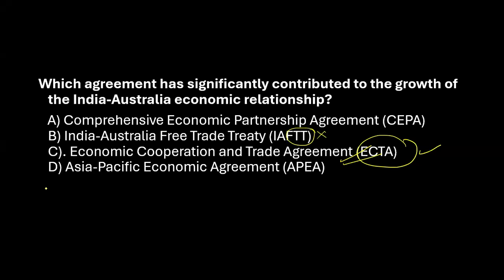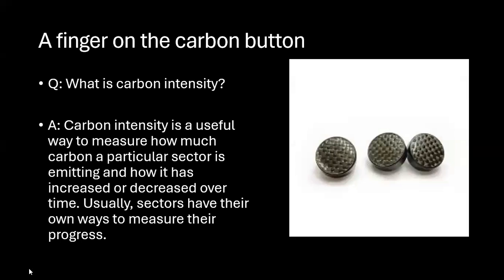Now, let us see the articles that are important for today. A finger on carbon button. So what is this exactly? It is related to science and technology, carbon intensity. So let us understand what is this carbon intensity. Carbon intensity measures the emission per output, helping track environment impact and climate change. A little bit of nanotechnology, science and technology, and a little bit of environment and ecology is also involved here.